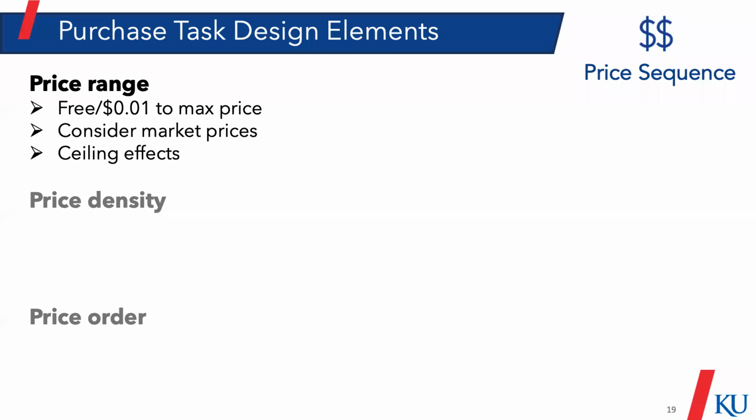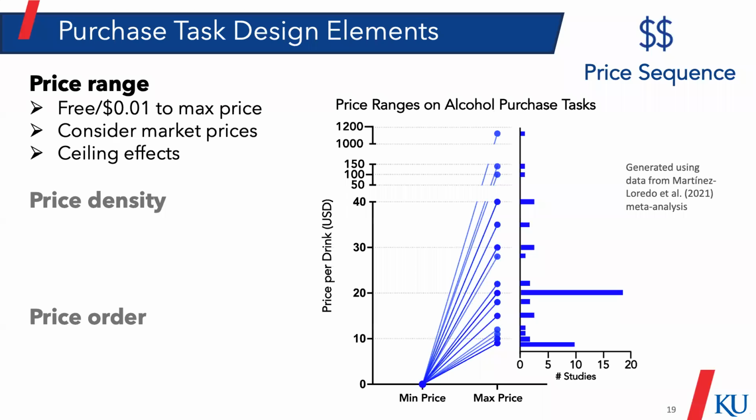If we want to look at the alcohol purchase task, this was a graph that I put together based on the Martinez-Laredo meta-analysis. What you're seeing here is the minimum price and the maximum price assessed across the studies that were included in that meta-analysis. You can see the majority of them are anywhere from $9 up to $40, but we have some extreme values here as well. Around $100, $140, and then one study that went as high as $1,150, I think, was the max on that one.